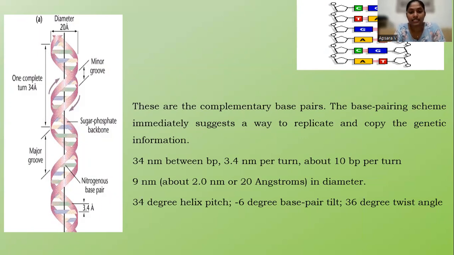So 9 nanometer in diameter, which roughly comes around 20 angstroms. And it's a 34-degree helix pitch with a -6-degree base pair tilt and a 36-degree twist angle. So here, very clearly, 20 angstrom is the diameter between the 2 strands of the DNA. And between every nucleotide base pair, the distance is 3.4 angstrom. Since there are 10 base pairs in a turn, it comes around 34 nanometer.